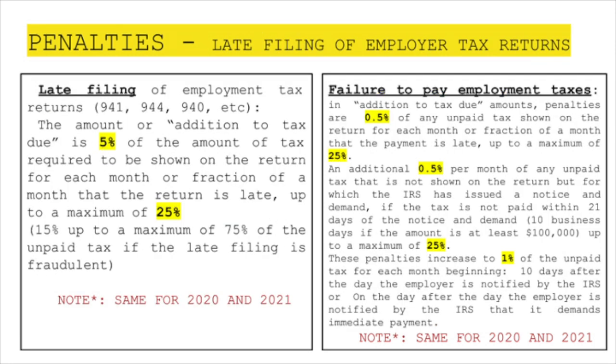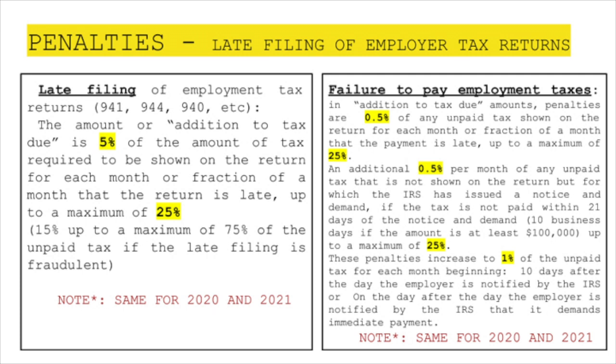Let's look at the penalties for late filing of the IRS tax returns. In addition to the tax due, the penalty is 5% of the amount of tax required to be shown on the return for each month or fraction of the month that the return is late, up to a maximum of 25%. And if the late filing is fraudulent, then the penalty is between 15 to 75%.